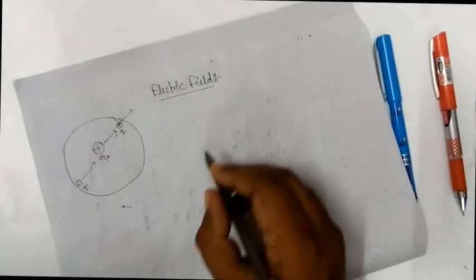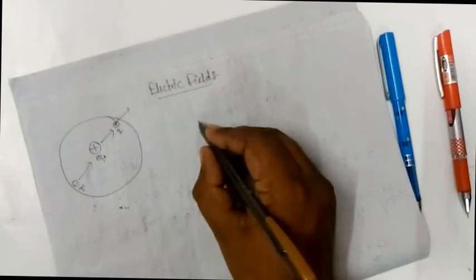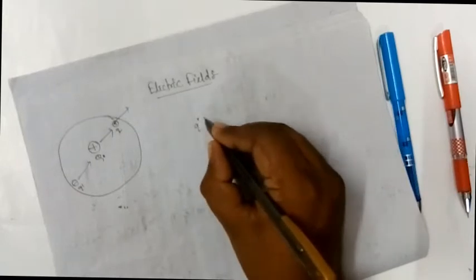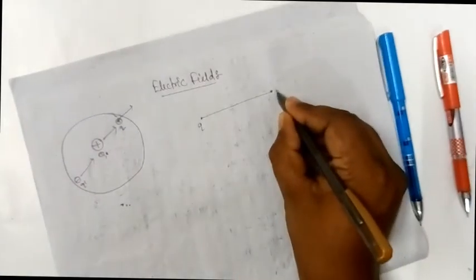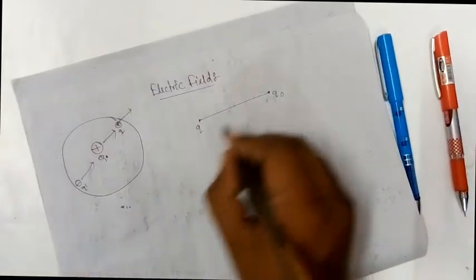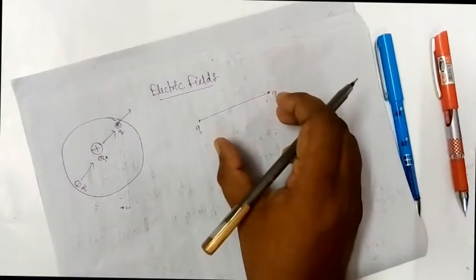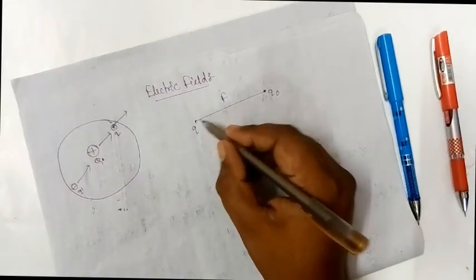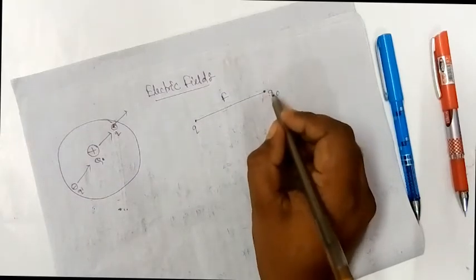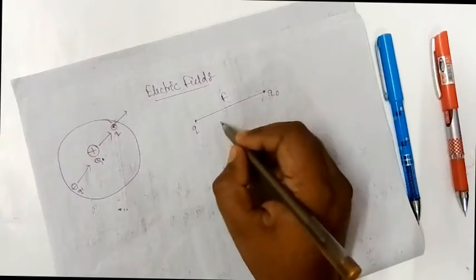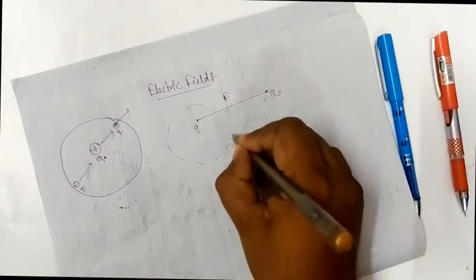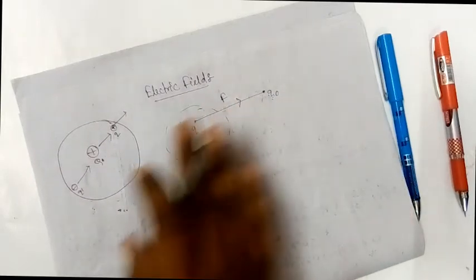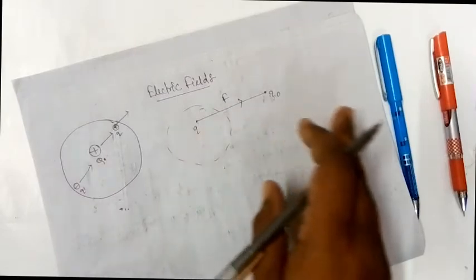Assume a force is applied on one charge. Assume one charge is kept here, it is Q. At a certain distance, another charge is kept, that is Q naught. There will be a force applied by the charge Q on Q naught, and similarly the same force is applied by Q naught on charge Q. Here we are only talking about the charge Q, we are not discussing the force by Q naught. So this force will act in this direction because it will repel it.